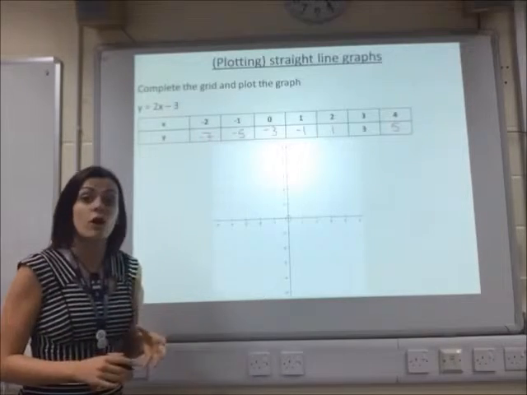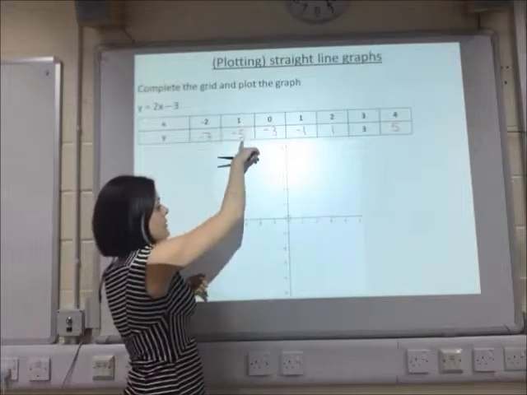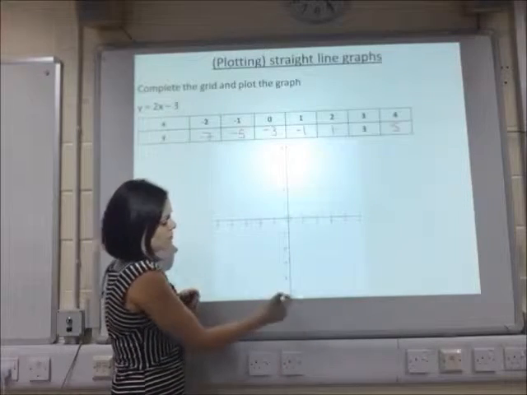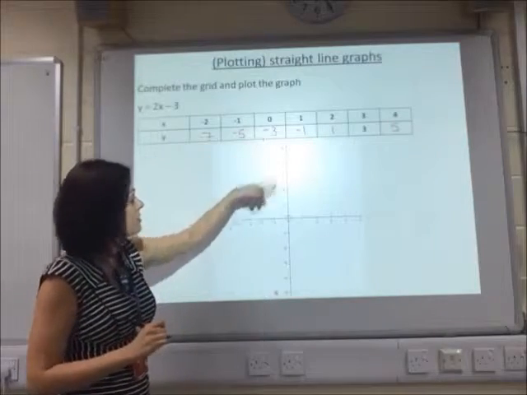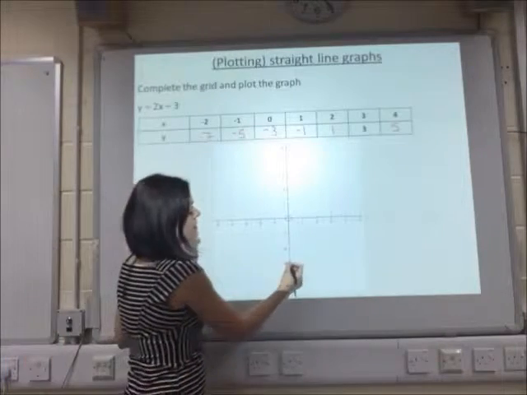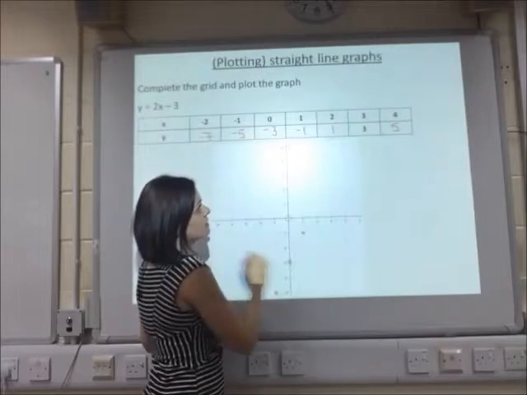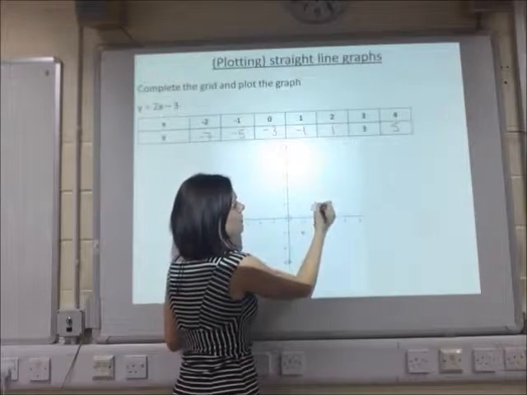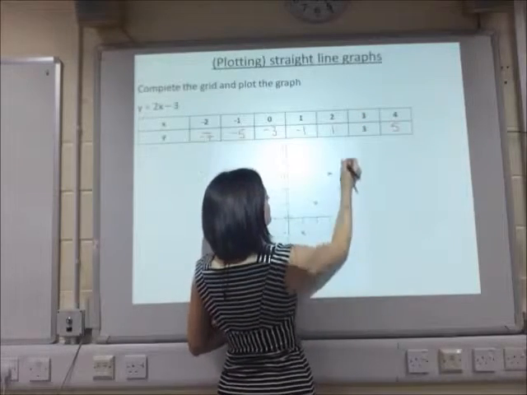Now that one's not going to fit on, but that doesn't matter. It won't necessarily always fit. But minus 1, minus 5 does fit on my graph. So let's put a little cross there. 0, minus 3 fits. 1, minus 1 fits. 2, 1. 3, 3. And 4, 5.